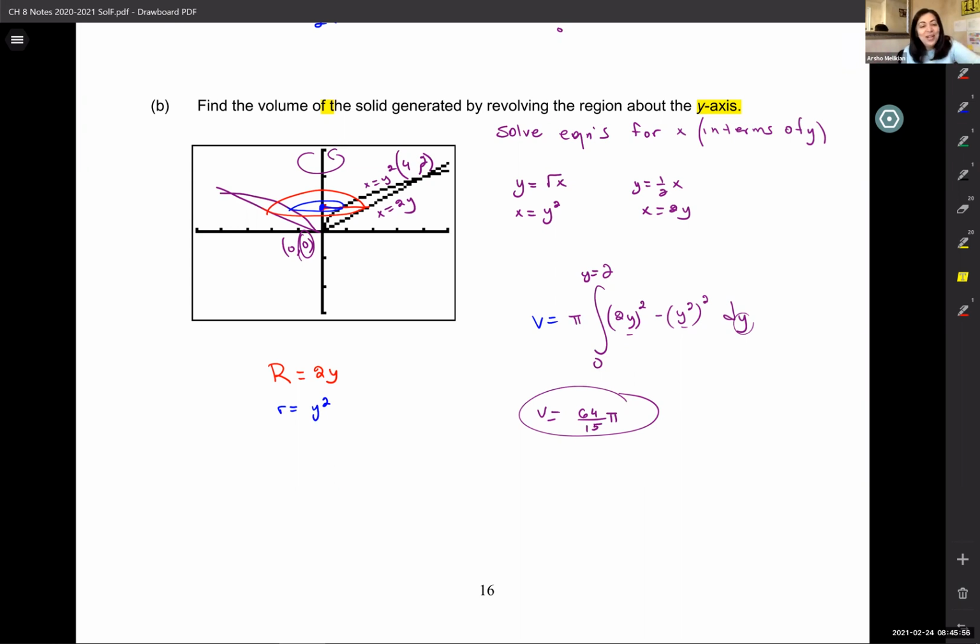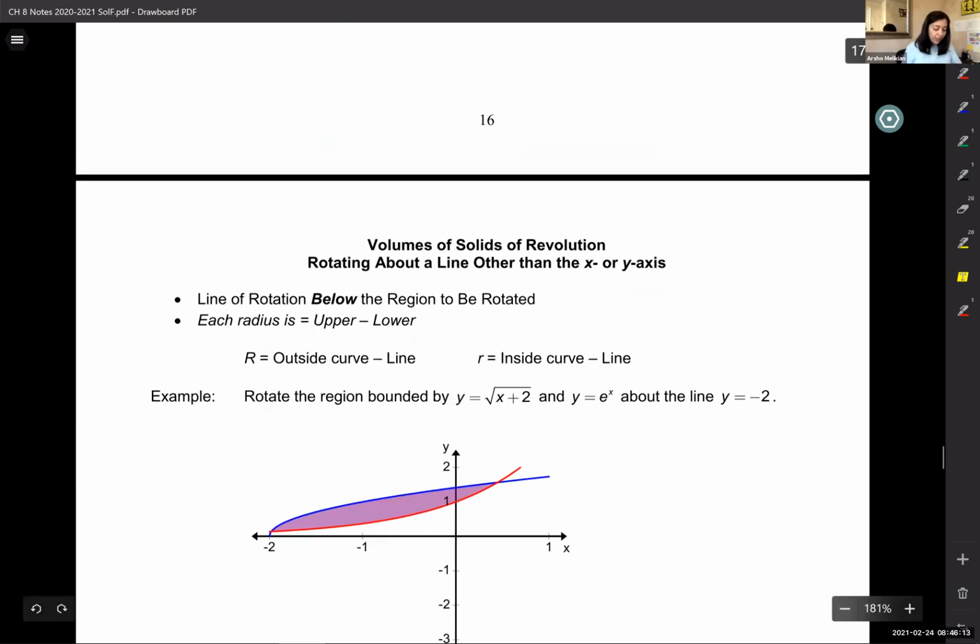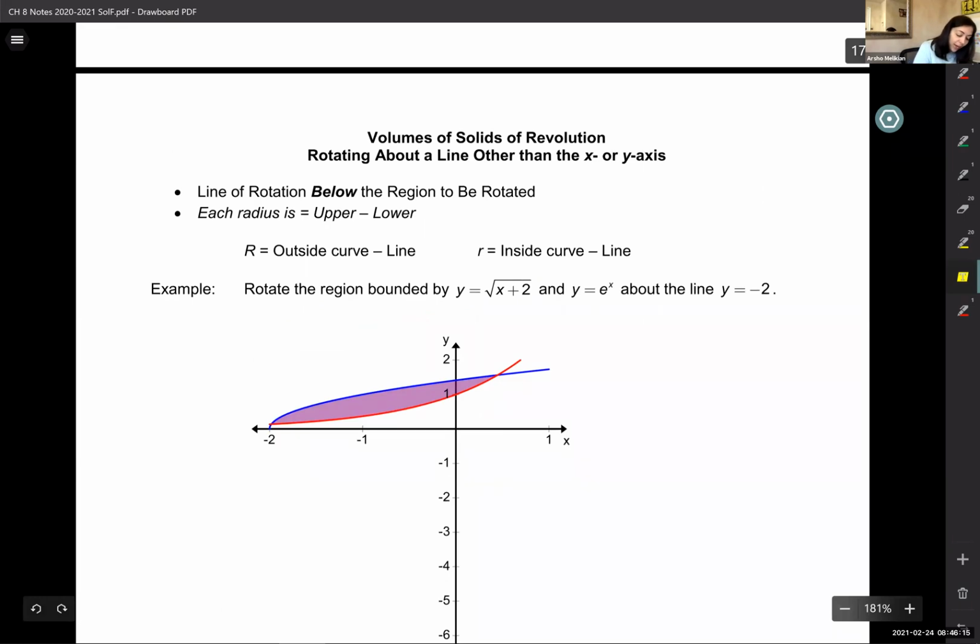All right, because the x-axis and y-axis are kind of overrated, right? It's like, hey, why just revolve around the axes when I can revolve around some random line? So why don't we do that? Next, we're going to talk about what happens if you rotate about a line other than the x-axis or the y-axis.